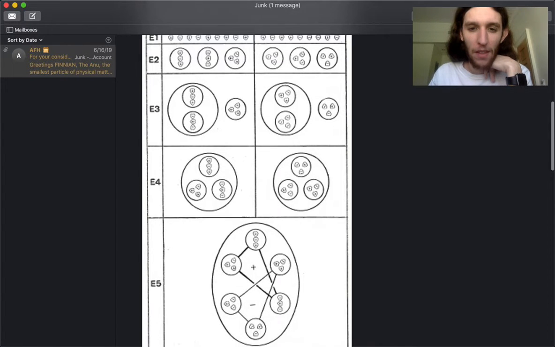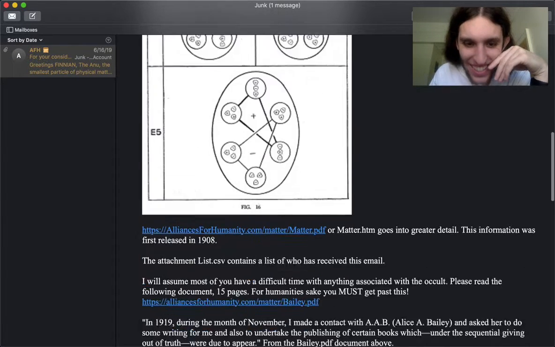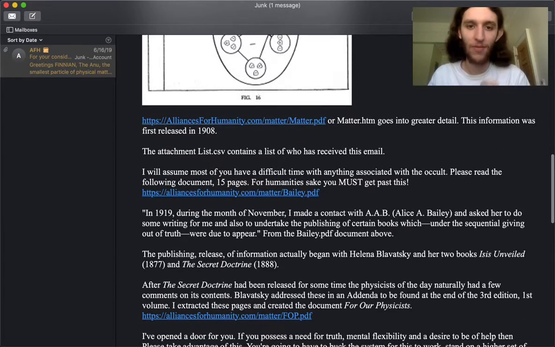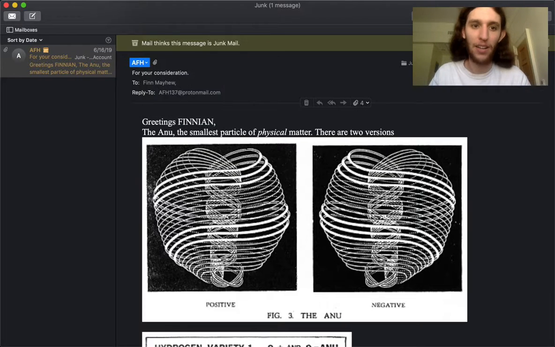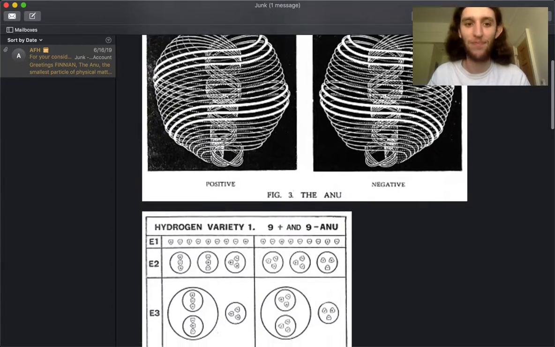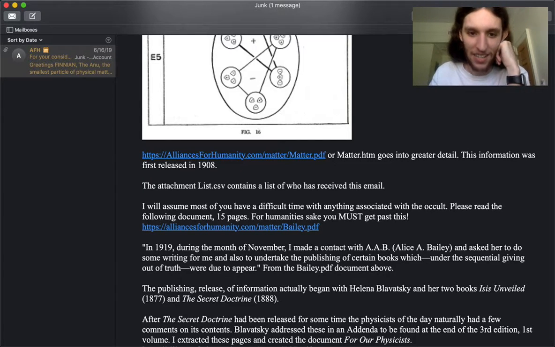Alright, this is wild. I wonder what these lines are. Are they gluons? This is figure 16. Who is this from? Alliancesforhumanity.org. No, .com. Okay. For my consideration. This is just for my education. This is part of my physics education. Alliancesforhumanity.com/matter.htm goes into greater detail. Information first released in 1908.